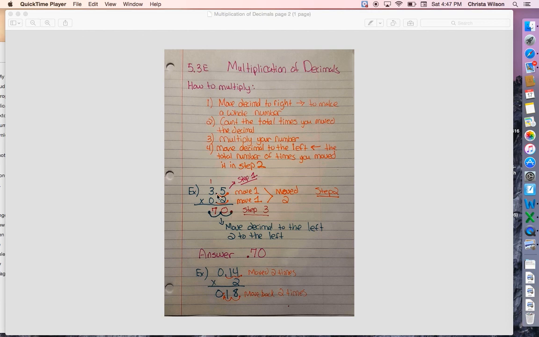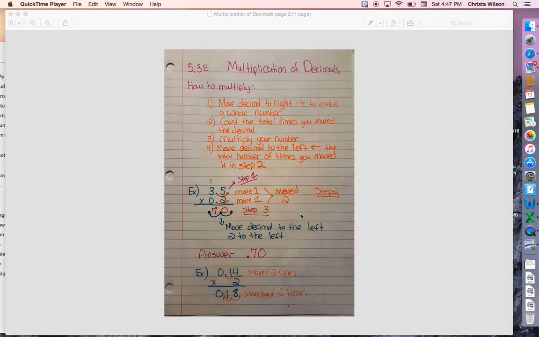Move decimal to the right to make a whole number. So as you can see here, I've taken the decimal that was between the ones place and the tenths place, and I've moved it to the right to make that 35. So I moved it 1 space. And on 2/10, I moved the decimal behind the 2, so I moved it 1 space as well. So I've moved a total of 2 spaces. Step 2 is to count the total times you move the decimal.